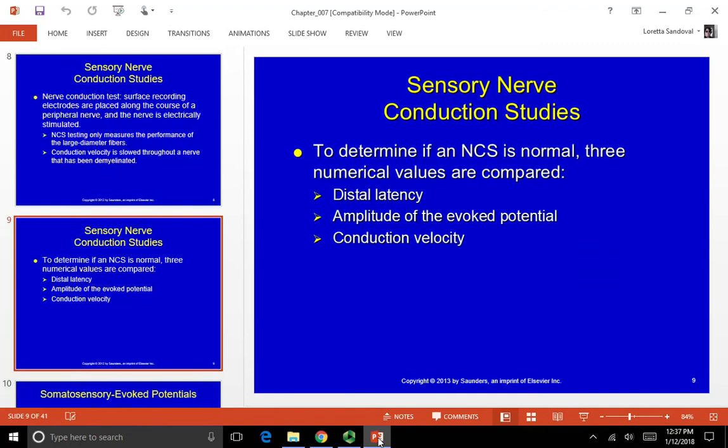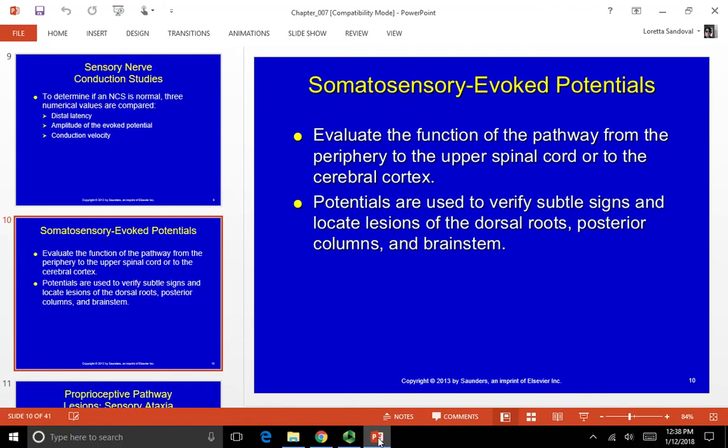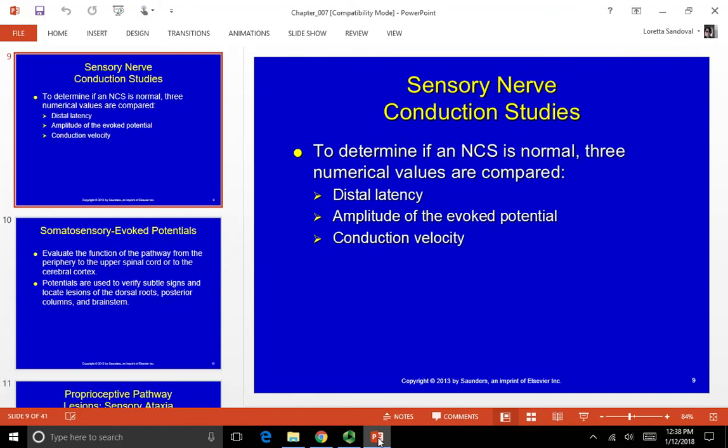So there are three numerical values that are compared to tell if a nerve conduction study is normal: distal latency, the amplitude of the evoked potential, and the conduction velocity. Basically, as PTs or PTAs we don't perform nerve conduction studies. They're usually done at a specialty office, like a neurologist's office. But we can look at the information, compare it to norms, and see how that affects the individual patient we're working with.